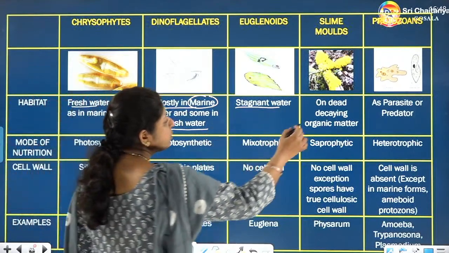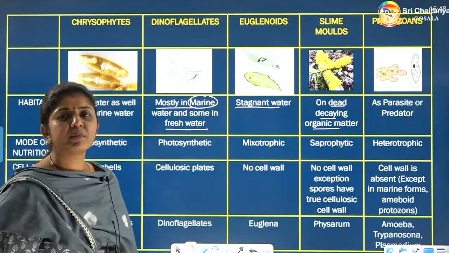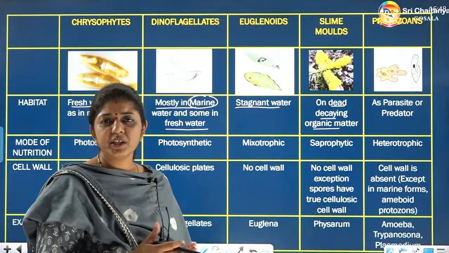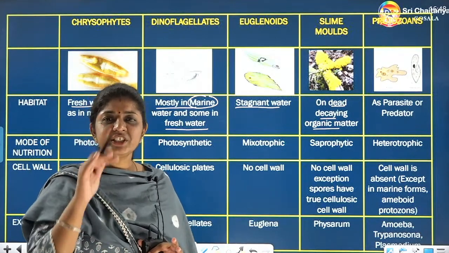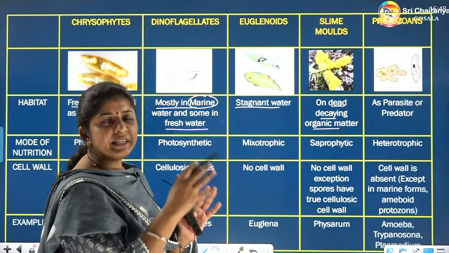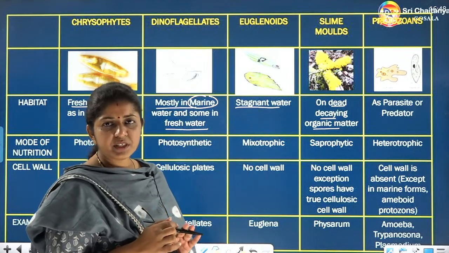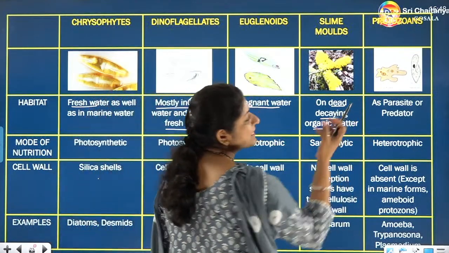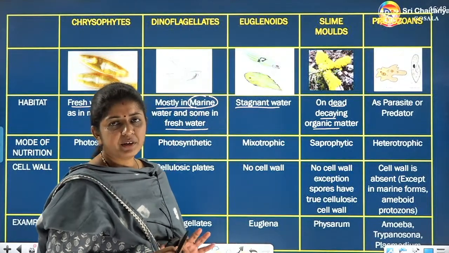Euglenoids. Slime molds are present in dead decaying organic matter, which comes from living organisms, either their dead bodies, their waste, or their leftover parts like shed leaves, all of which decompose. Some of the members involved in that process are slime molds, coming under the classification of Protista. Last, protozoans, a common example is amoeba, paramecium.